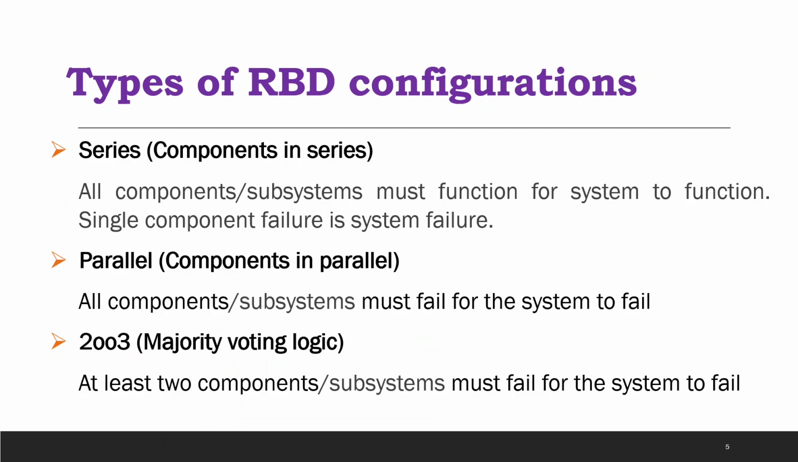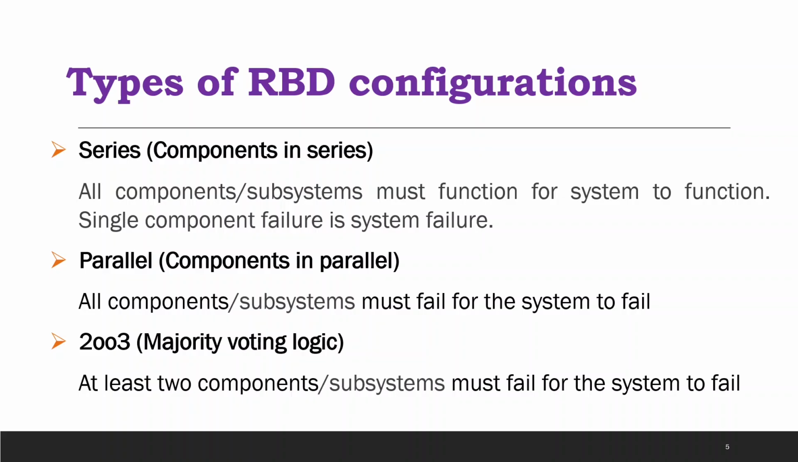The first one is the series configuration. It means that all components are connected in series within the system. And for this system to function, all the components must function. A single component failure is the system failure.